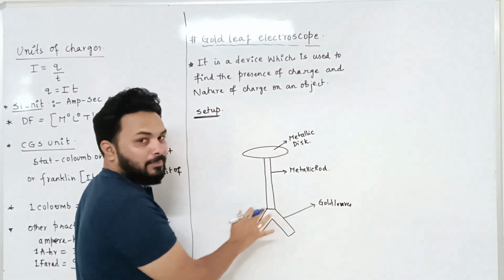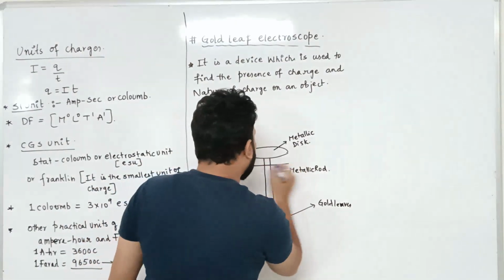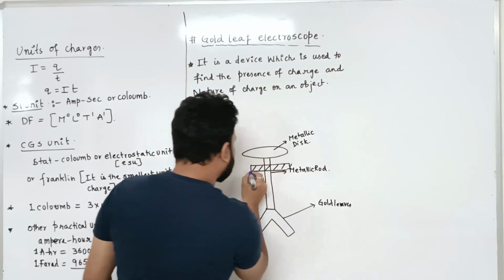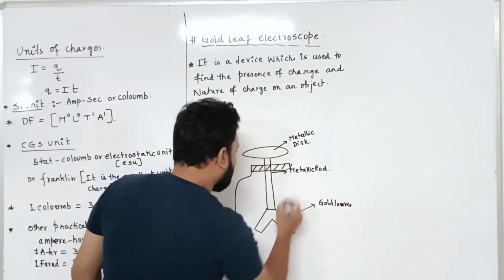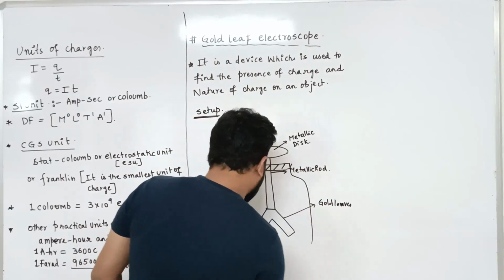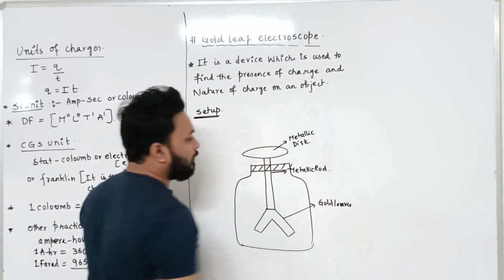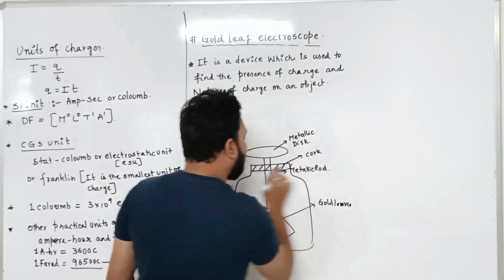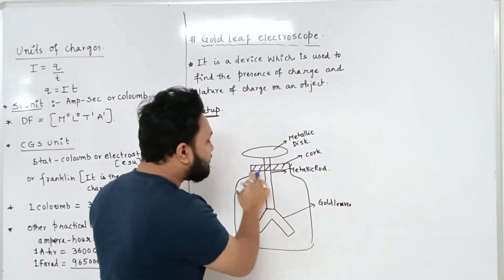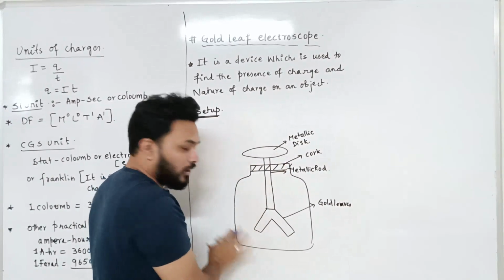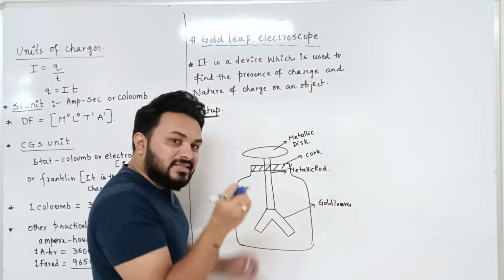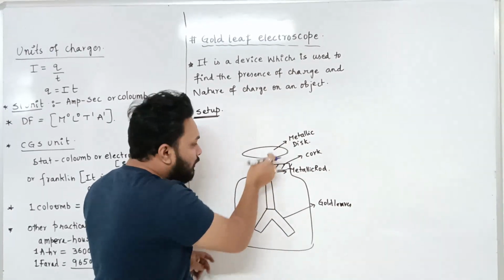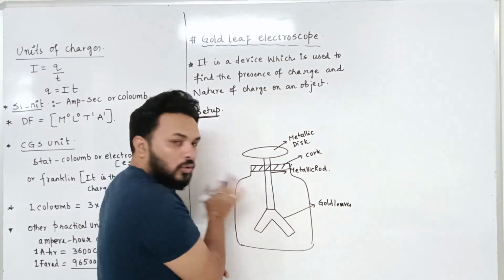This whole setup is packed in one bottle. The whole setup we put in the bottle. This is what we call a cork. It is made up of an insulator which does not allow the charge to go to the bottle. Understood? Whatever charge we give to the disc will not go to the bottle; it will go to the rod, then finally to the gold leaves.